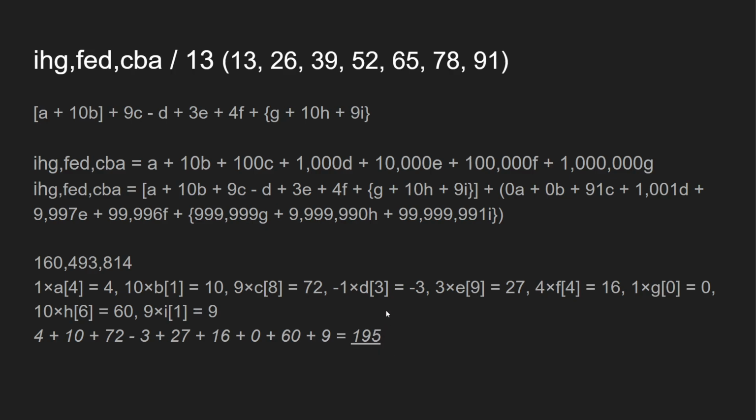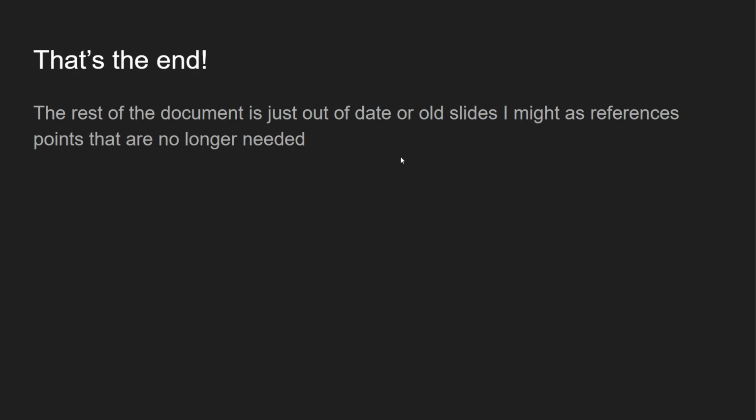104, you have a 4 at the end, so 4 plus 0 plus 9 times this digit here, which would be 1. So this would be 9 plus 4, which is 13. Boom. So yeah, this method works. And that's the end. That's it.